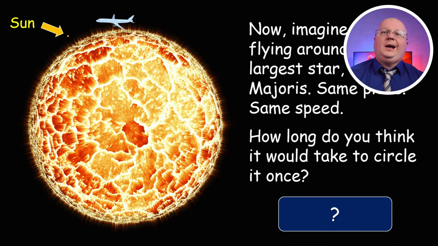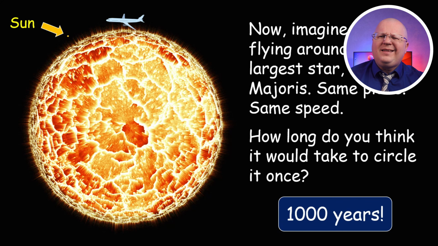Next, show them how long it would take to fly around VY Canis Majoris at the same speed. Ask them how long they think it would take, and after some guesses, tell them that it would take 1,000 years or so to circle this star. That's a fun fact they'll definitely remember.